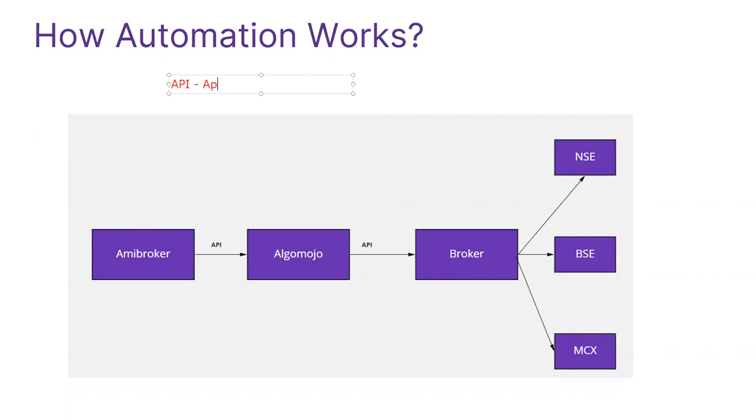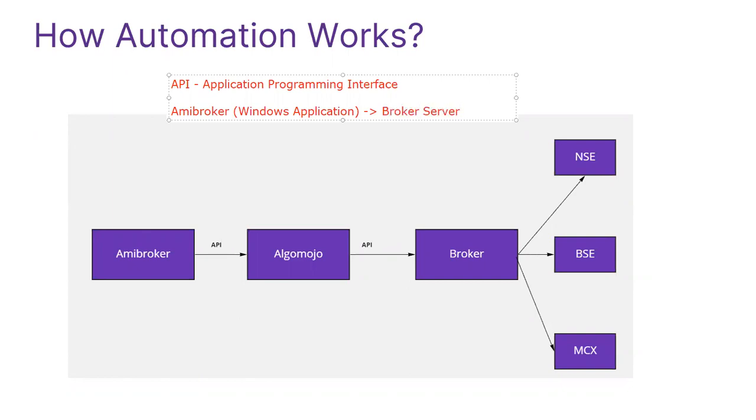API means Application Programming Interface. Remember the term interface? So what does interface mean? I am going to design my application. My application is Amibroker. Amibroker is a Windows application. My application wants to connect to my broker server. I want to transmit the information. So we need a communication, right?